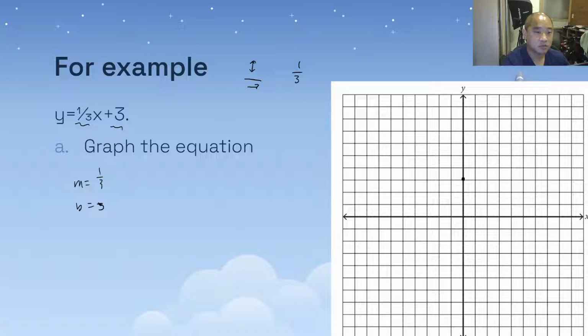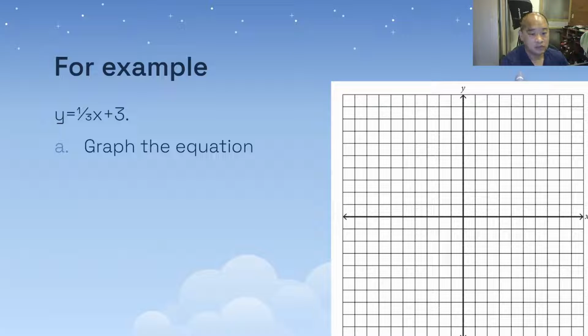I should probably stop using black. Let's use this blue color. Here we go. And then we're going to go up 1 to the right 3. Up 1 to the right 3. And then we're going to put a line. It's going to look like that. Such a beautiful line. Yeah, there you have it. I feel like my line should be thicker, but I like it thin.